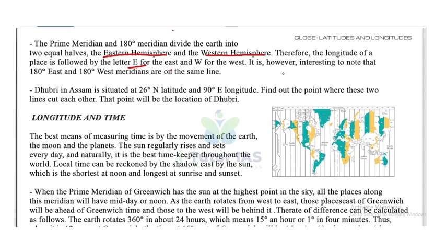Dhubri in Assam is situated at 26-degree north latitude and 90-degree east longitude. So this is easy to find. When these two points intersect at a point, that place is known as Dhubri in Assam. So that's all about the longitude.